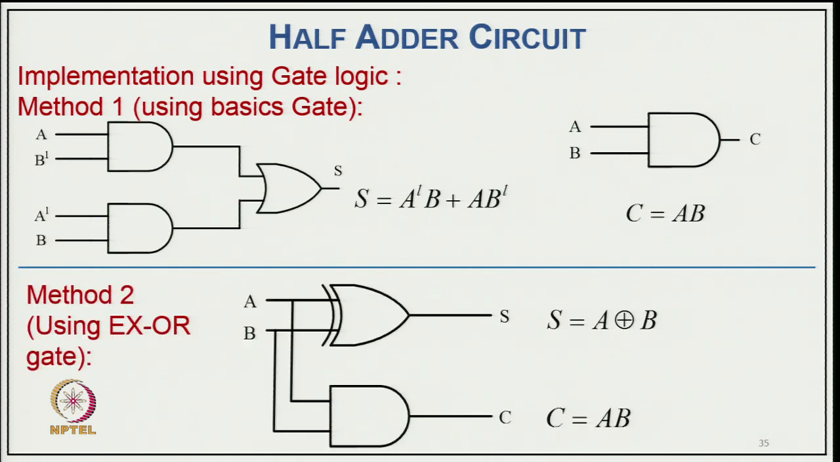Now, you can have method 2 using exclusive OR. Sum we have already seen is exclusive OR, so you can directly use an exclusive OR gate, and this is S, and an AND gate you can use for getting the carry. So, this is another representation of this half adder by logic gates for the purpose of designing.